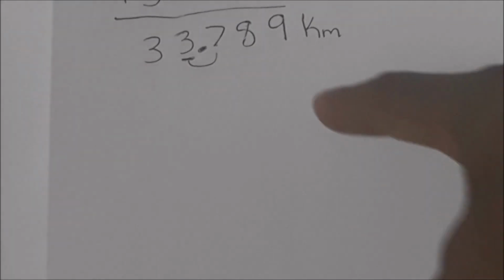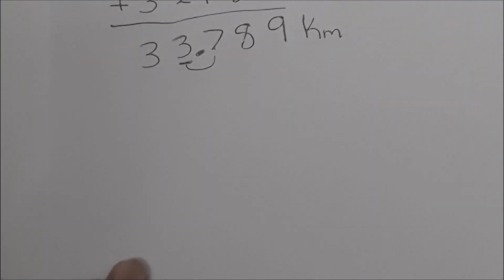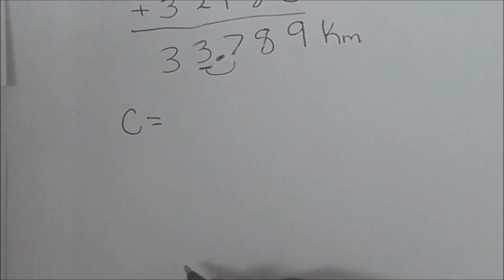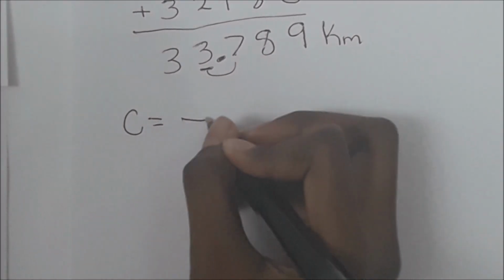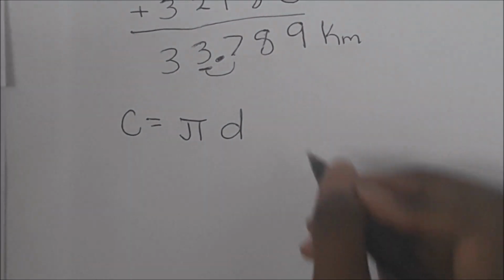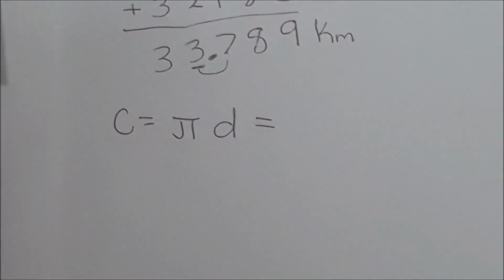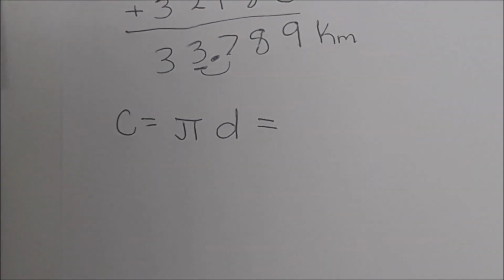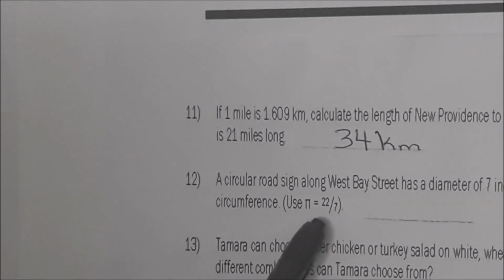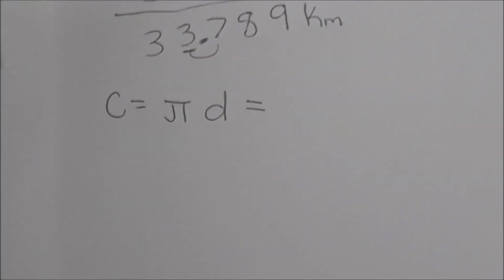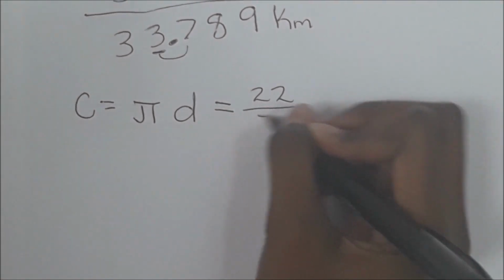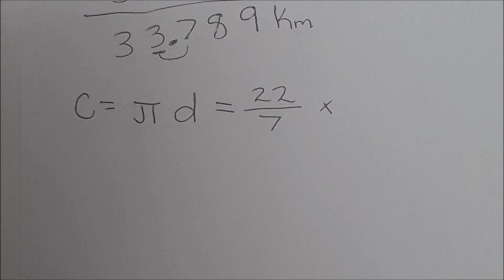Under this over here, do the working. So write C is equal to pi times d, diameter. And they told you what to write for pi. What's the value for pi? 22 over 7. Pi is 22 over 7. So that's what you put now. Write 22 over 7 times 7 over 1.